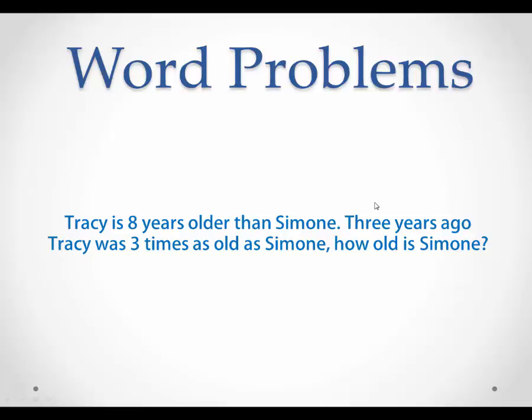So based upon the question, what we really want to find out is how old is Simone now? Based on the question, we have sufficient information for us to calculate Simone's age. Having said that, we will now use unknown variables to represent both girls' ages. X is equal to Tracy's age and Y is equal to Simone's age.